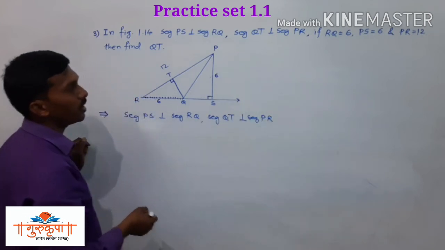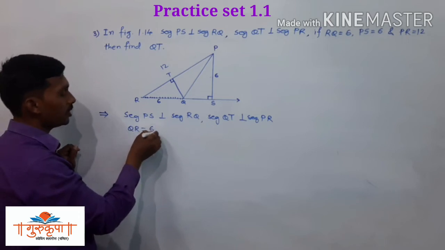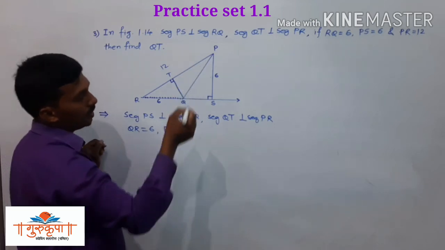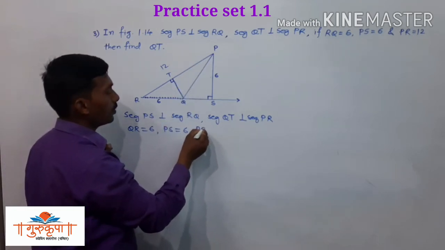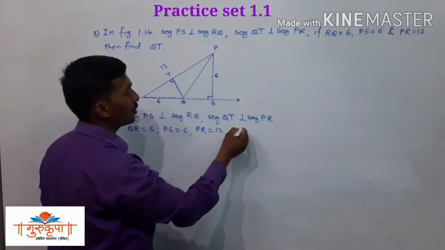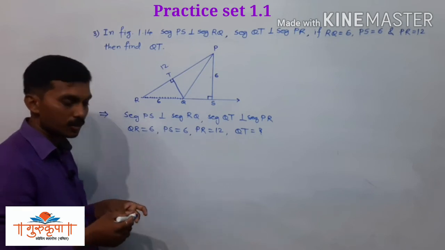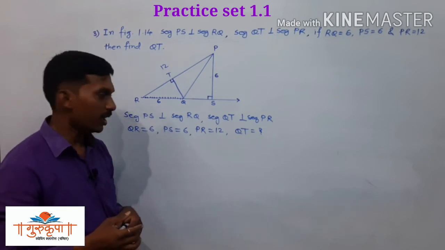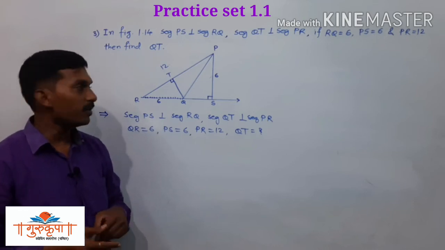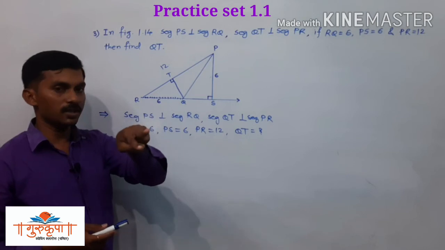It is also given that QR is equal to 6, PS is equal to 6, PR is equal to 12 and we have to find QT. So QT is equal to question mark since we have to find the length of that segment. And now how to find the length of seg QT? We have to find the area of the same triangle PQR twice.